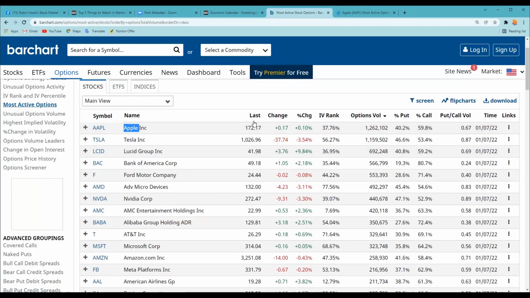By looking at some of this information, we can see the ticker name there, the company names here. We can see the share price right there, the activity for that day, whether the stock is up or down.